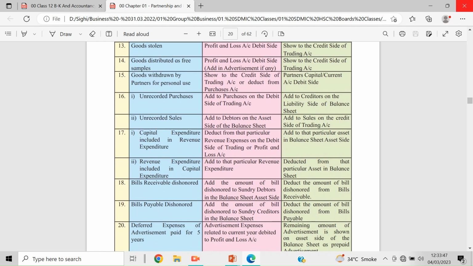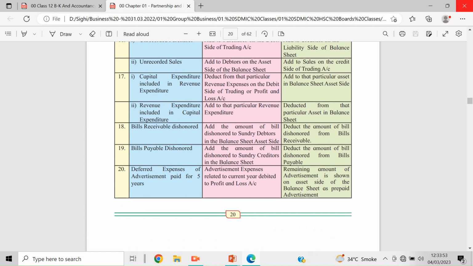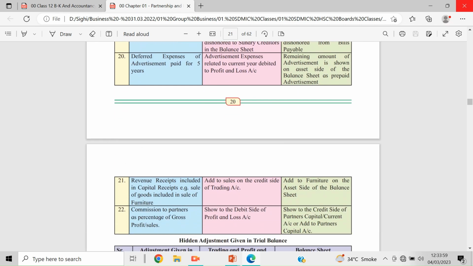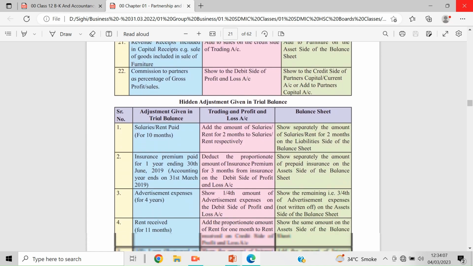Capital expenditure and revenue expenditure, these two will come. Bills receivable dishonored and bills payable may not come. Deferred expenses will come. Commission to partners will not come.